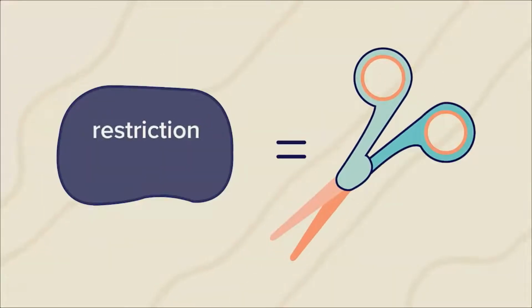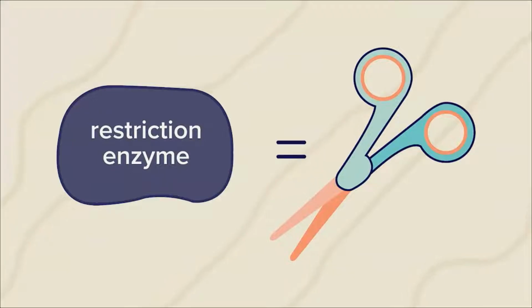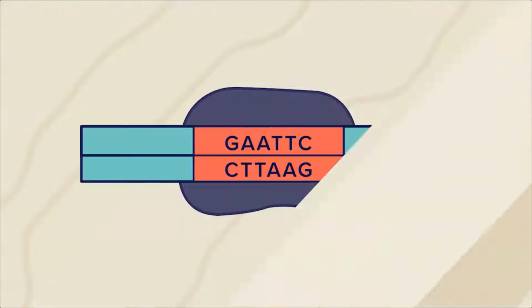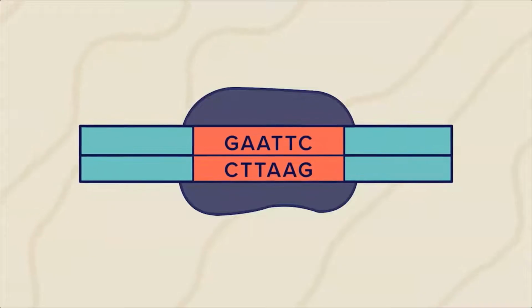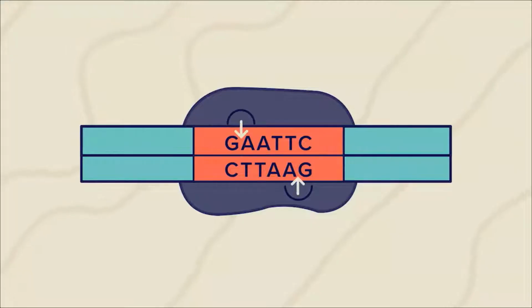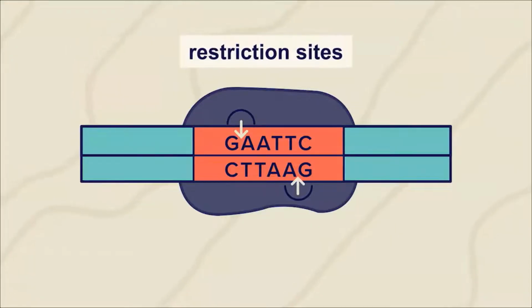Degradative enzymes called restriction enzymes act like molecular scissors. They recognize specific DNA sequences and cut the nucleotide strands based on those sequences. Where the enzyme makes these cuts are called restriction sites.